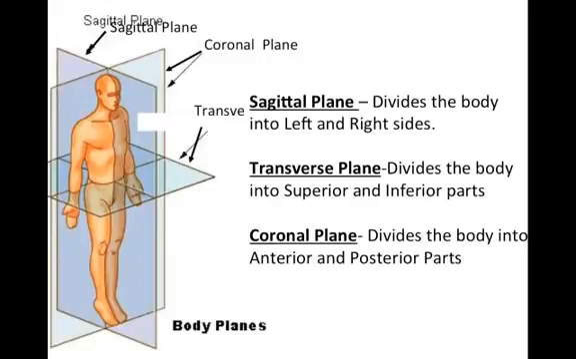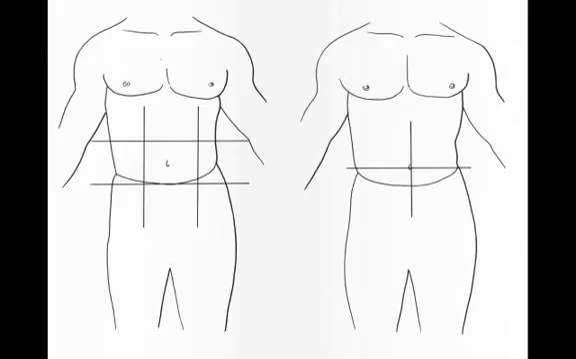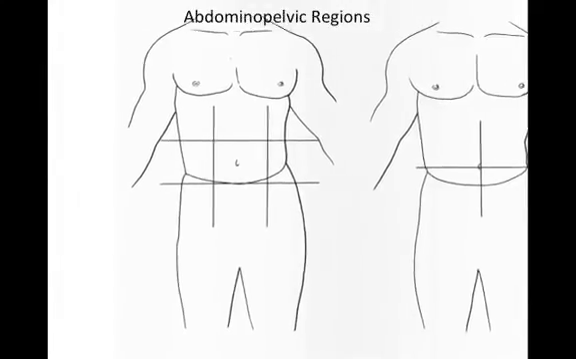The sagittal plane divides the body into left and right sides. The transverse plane divides the body into superior and inferior parts, while the coronal plane divides the body into anterior and posterior parts. Now in healthcare, it's important to communicate the location of injuries and ailments that occur in the abdominal and pelvic regions. There are many organs here, and when something goes wrong, care providers need to be able to communicate to the patient and to other care providers as to where the pain or ailment might be.